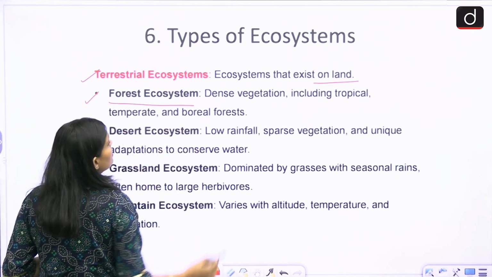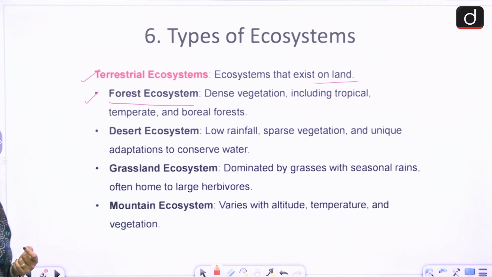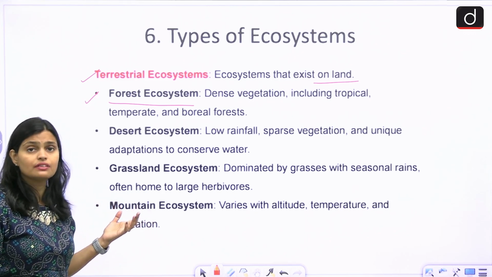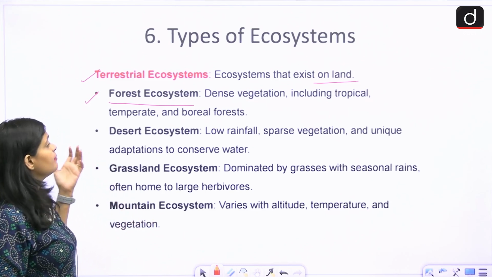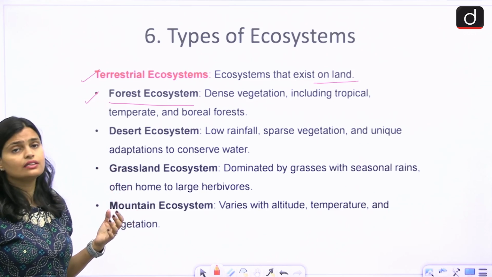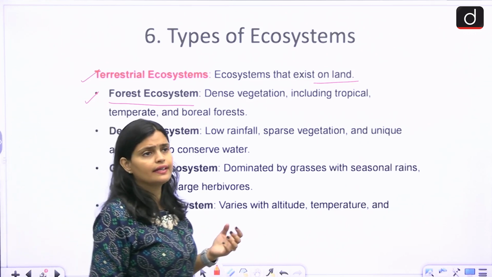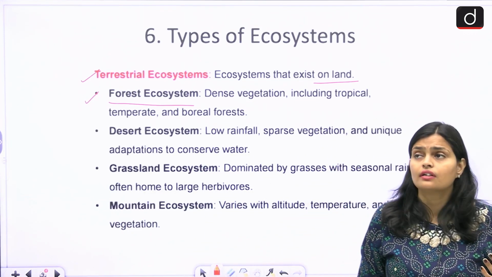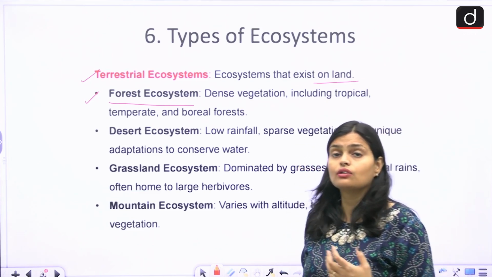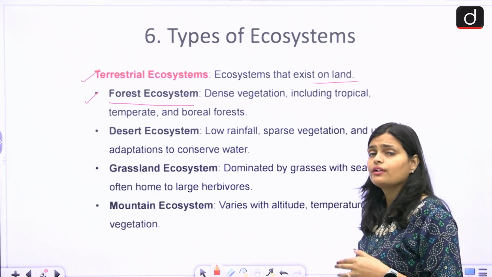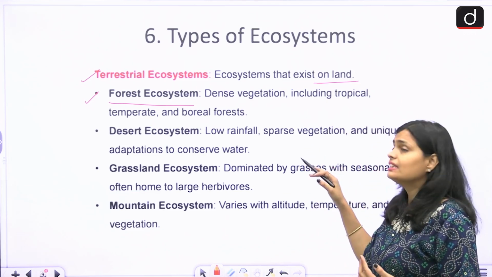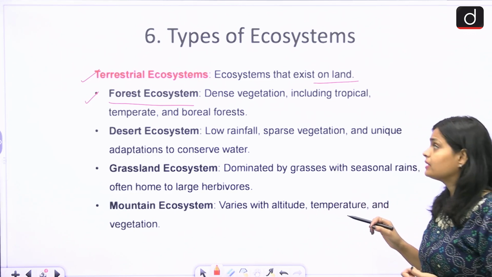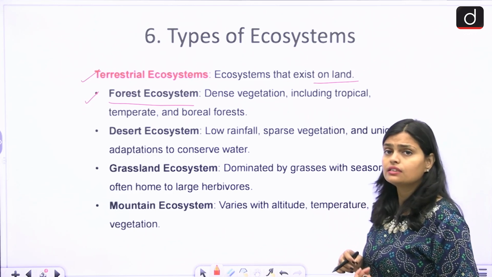Over the land, the first type of ecosystem is the forest ecosystem. The organisms live in the forest, and this type of ecosystem has very dense vegetation, including tropical, temperate and boreal forest. You all know about forests. They have a wide range of organisms, trees and animals. Based on the amount of sunlight and the organisms, the forests are divided into different categories. These are the types of forest.